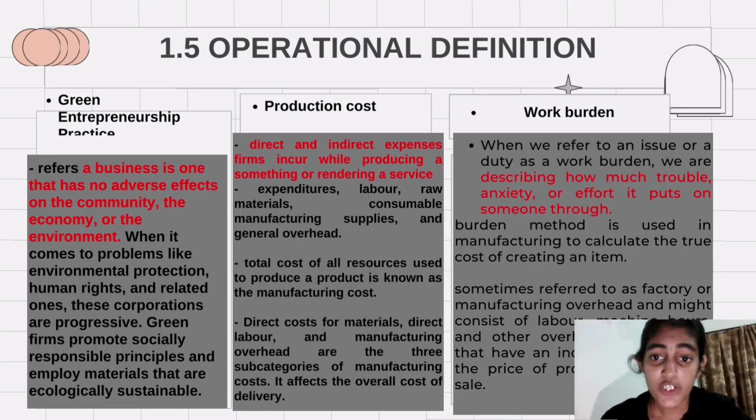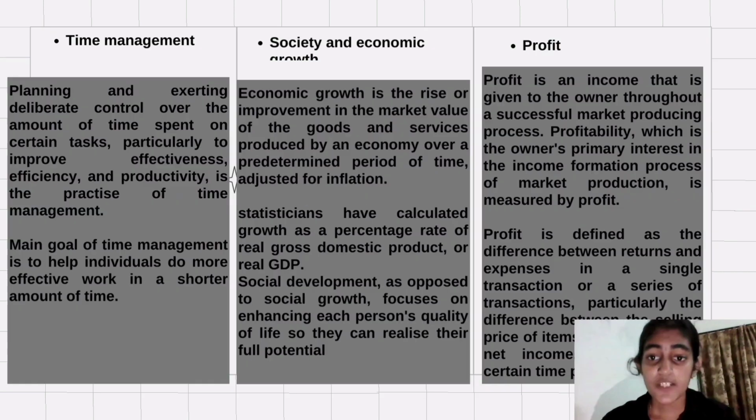1.5, operational definition. Green entrepreneurship practice refers to a business that has no adverse effect on the community, the economy, and the environment. Production cost is the direct and indirect expenses firms incur while producing something or rendering a service. Work burden refers to how much trouble, anxiety, or effort it puts on someone going through it. Time management is planning and exerting deliberate control over the amount of time spent on a certain task.